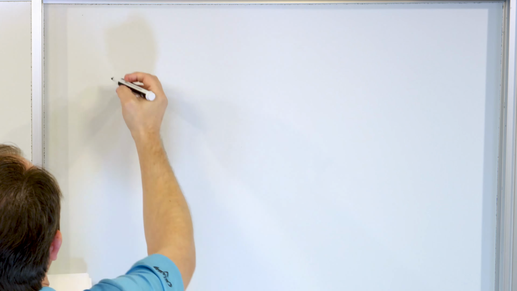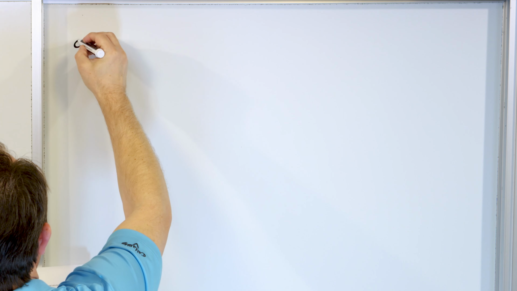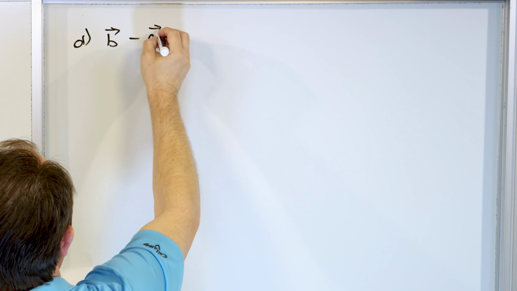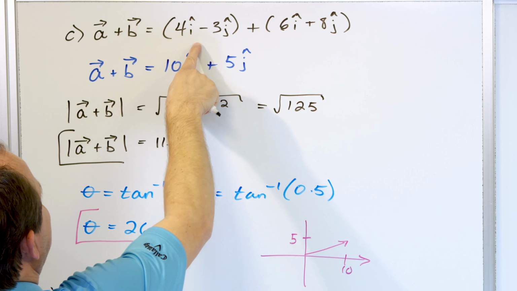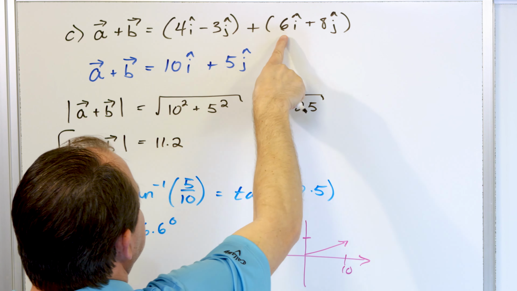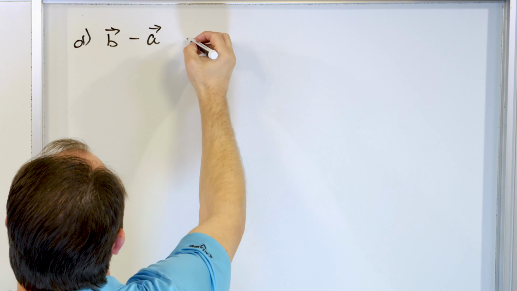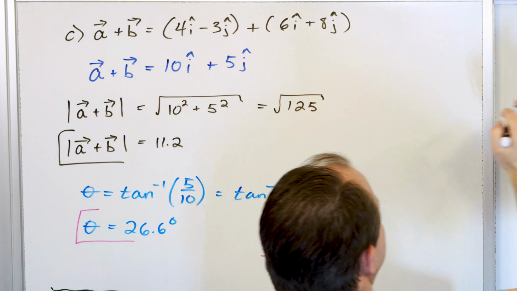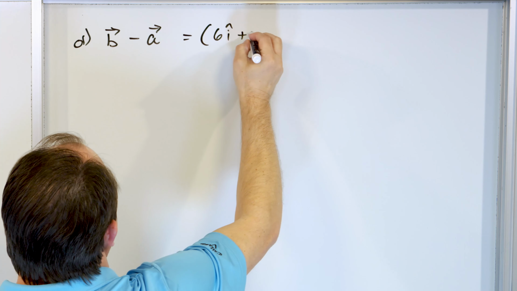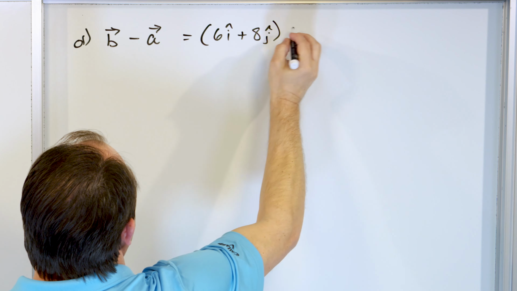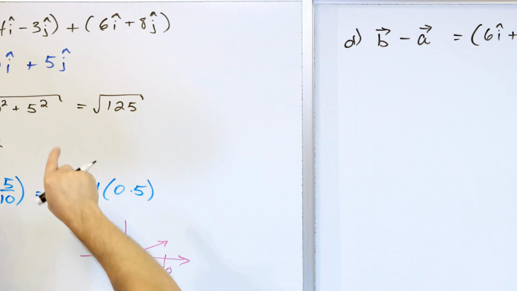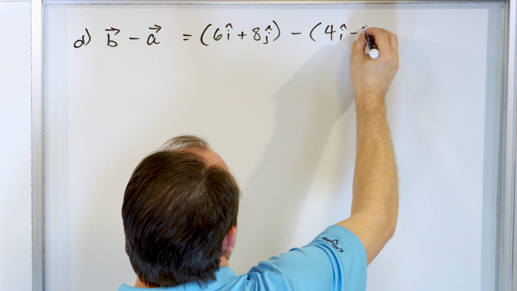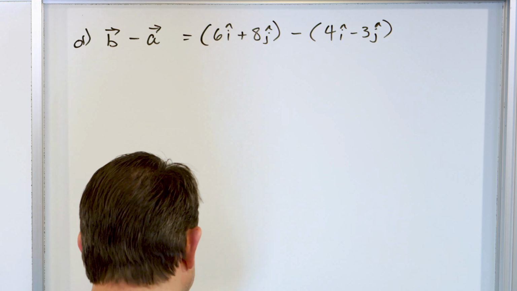All right, next, this is part D. I'm going to take vector B, and I want to subtract from it vector A. Now, what is the A and B vector? This is the A vector, because we were adding A plus B, and this is the B vector. Here, I'm taking B minus A. So I'm going to group it, and say this is vector B, 6i plus 8j. And I'm going to subtract from it a new vector, which is A, 4i minus 3j. These are just the original vectors given in the problem statement, nothing new.